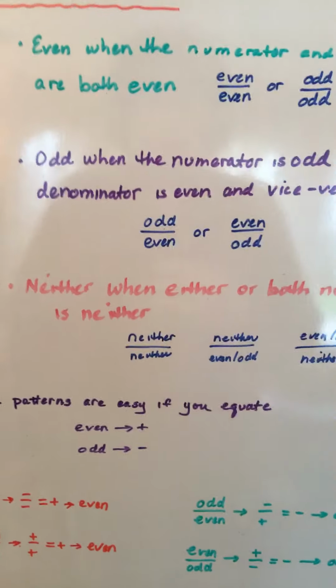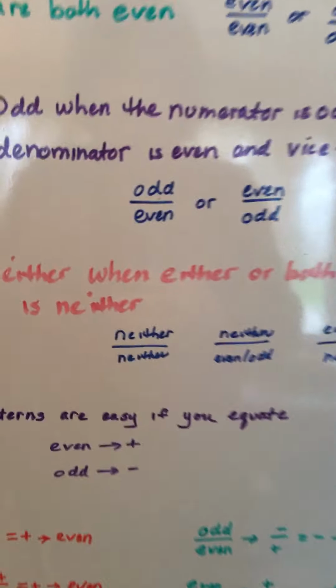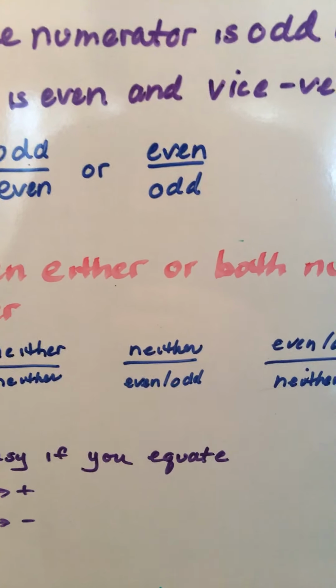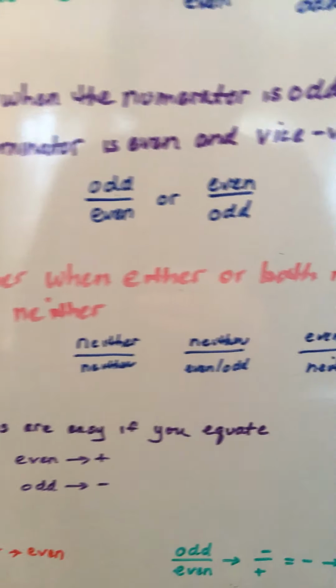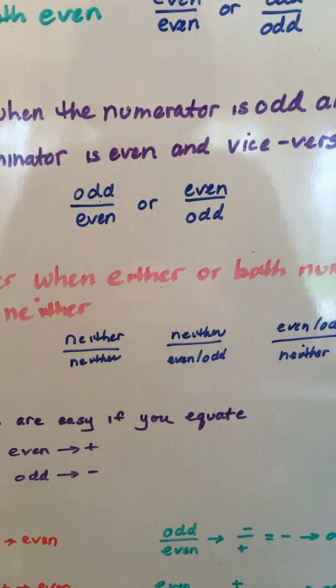What happens whenever a neither appears? It can be neither over neither, neither over an even, neither over an odd, even over a neither, odd over a neither. The minute you see a neither, you can quit.